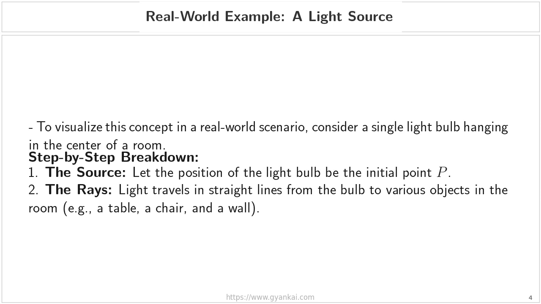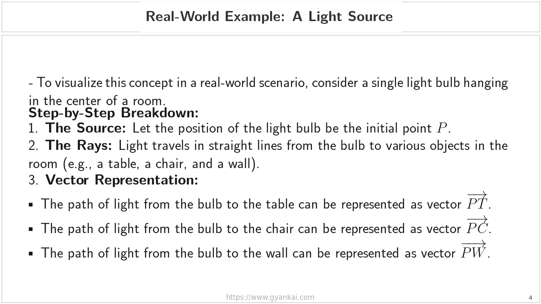As soon as you turn that bulb on, light travels in straight lines from the bulb to various objects scattered around the room, perhaps hitting a table, a chair, or even the wall. Now, let's translate these paths into the vector notation we've been studying.